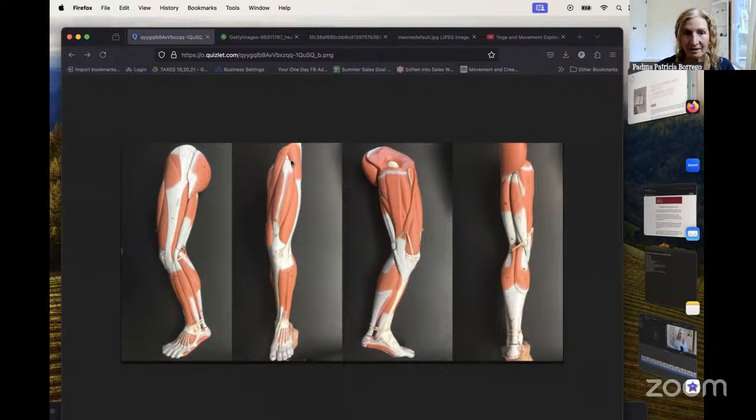The front of the leg, we have one quad that crosses the hip, rectus femoris, that crosses the hip and the knee, right? All the quad tendons encapsulate the patella and then attach to the tibia, lower leg. So they cross the hip and the knee.